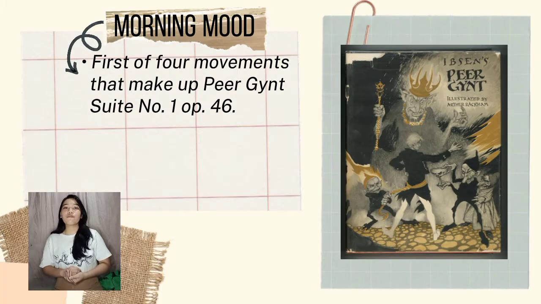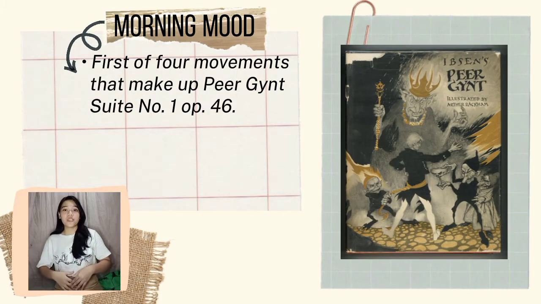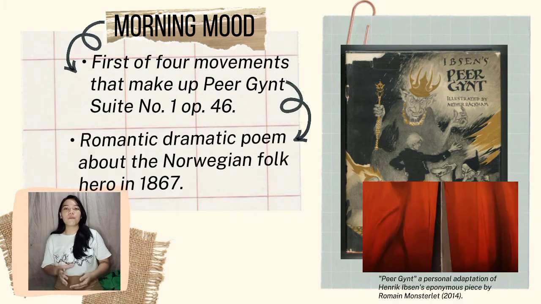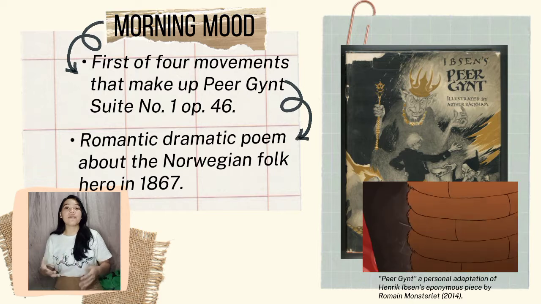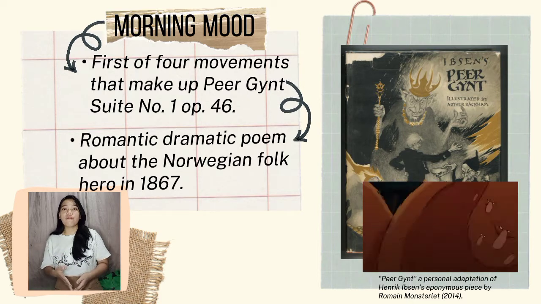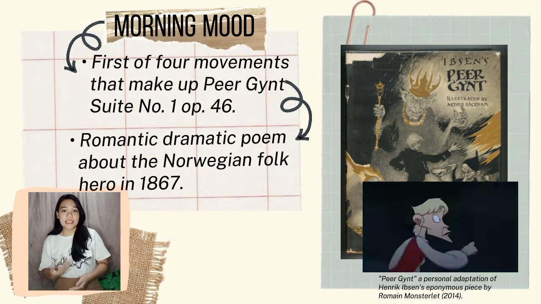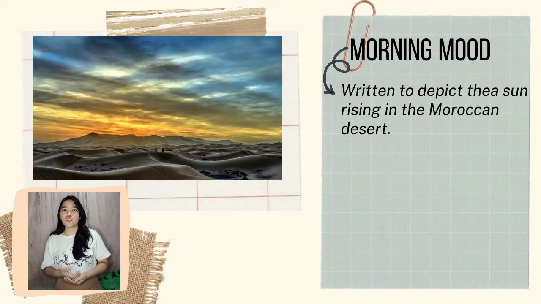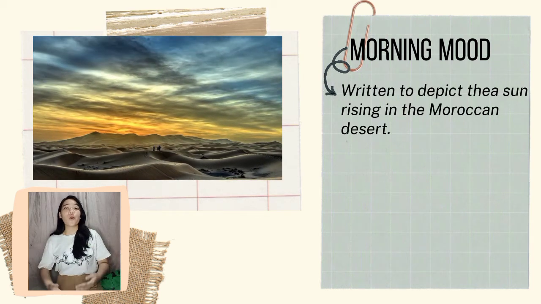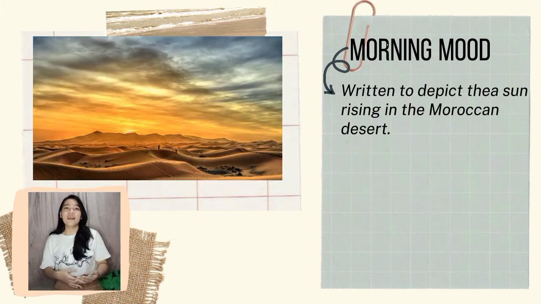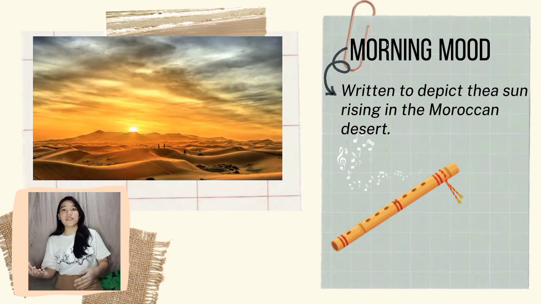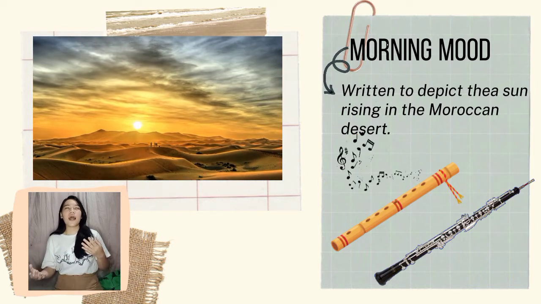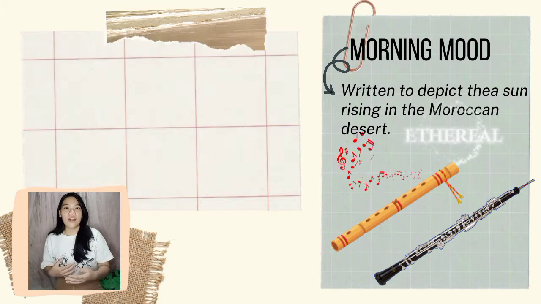Morning Mood is the first of four movements that make up the Peer Gynt Suite number 1, Opus 46. A quick fact, Peer Gynt was published as a romantic dramatic poem about the Norwegian folk hero in 1867 and was staged on the 24th of February 1876. Morning Mood was written to depict the sun rising in the Moroccan desert, and as we can hear, the alternation between the flute and the oboe makes the music somehow magical or ethereal.